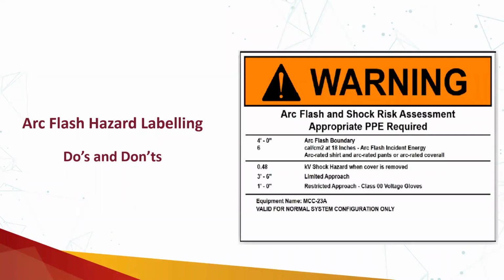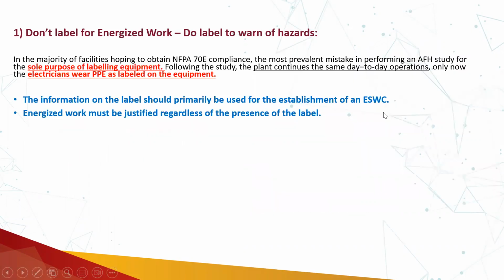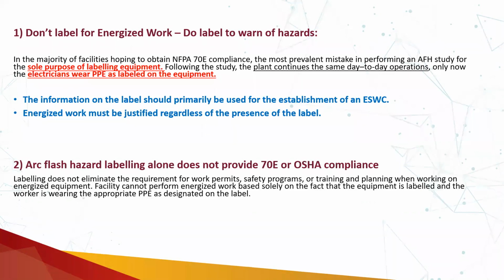Some do's and don'ts of this arc labeling. Once we have done this labeling, what are the issues? People think that we have performed a risk assessment, we have put the label, and that now it gives us the right to perform the task on the live system. It is not like this. The labels are there to warn people, not to give them the right to perform the task on live equipment. Only this label does not comply with the 70E or OSHA requirement.